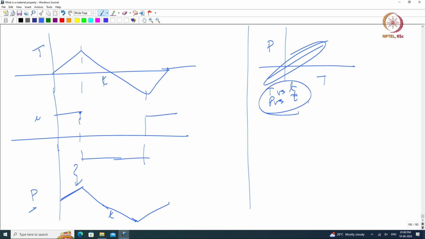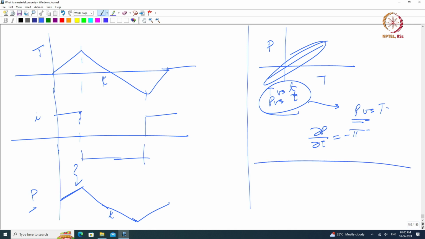So looking at these two data sets, I can have polarization versus temperature, right, and I look at the slope of polarization versus temperature, dP by dT, which is nothing but my pyroelectric coefficient minus pi. Okay. So these are easy measurements.